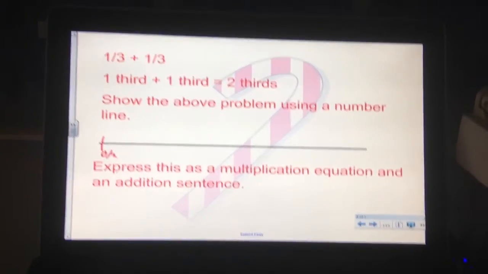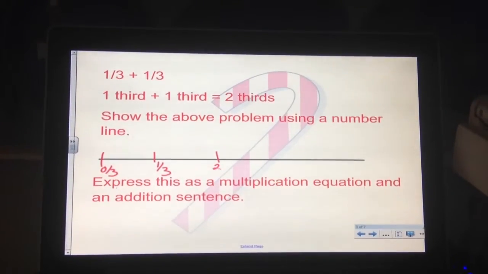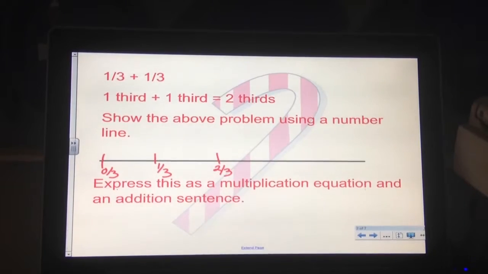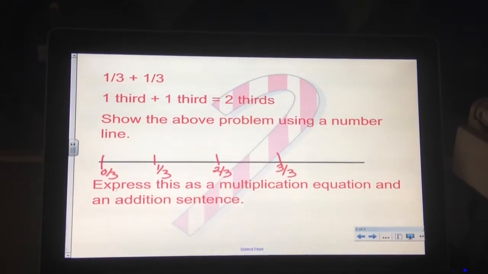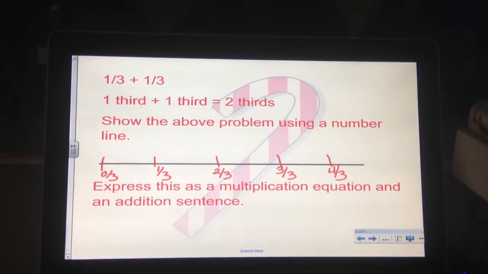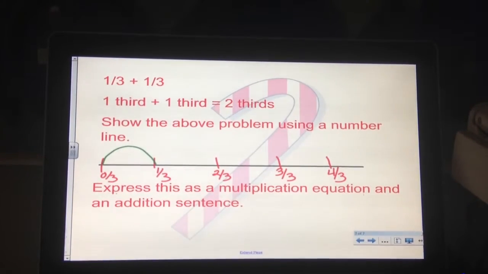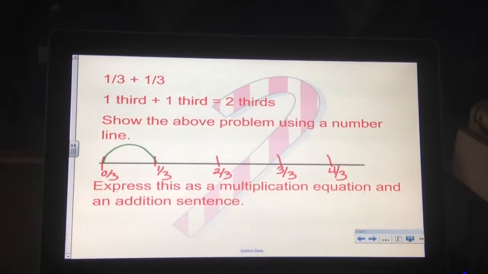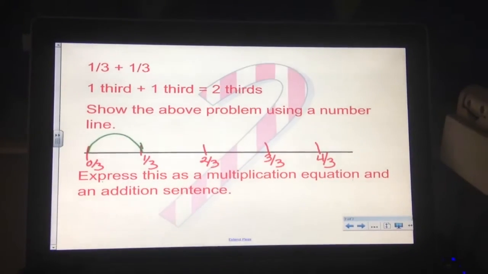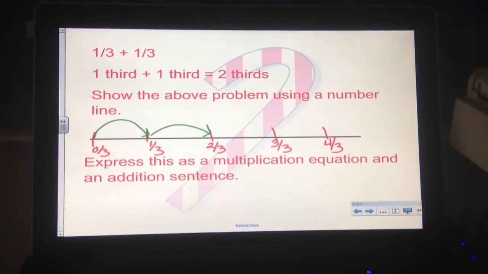I have 0/3, and I have 1/3, 2/3, 3/3, 4/3. So if you look, I just split this up into thirds, so each of these sections is a third. So 1/3 plus another third is 2/3.